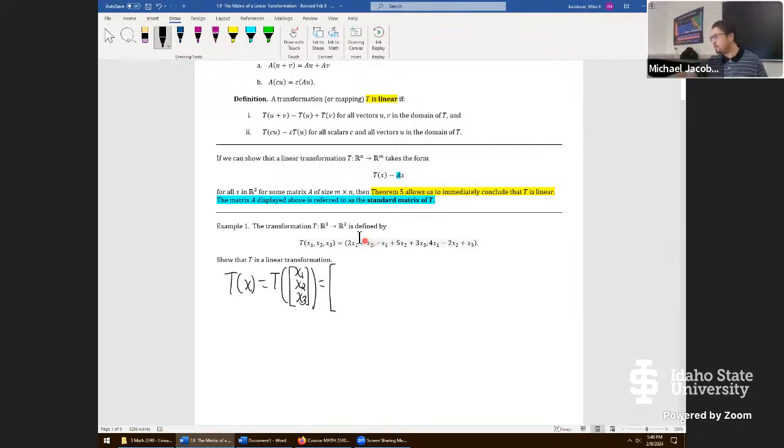In row 1, let's carry this in, 2x1 plus x2. For row 2, negative x1 plus 5x2 plus 3x3. When you write these out, you want to try to do your best to keep these all arranged in a column for x1, a new column for x2, and so on, because those are going to turn into our column vectors. Last one, 4x1 minus 2x2 plus x3. So that's the whole mapping.